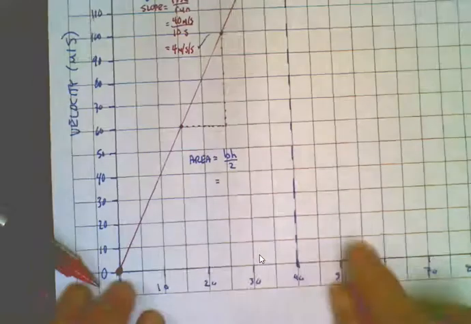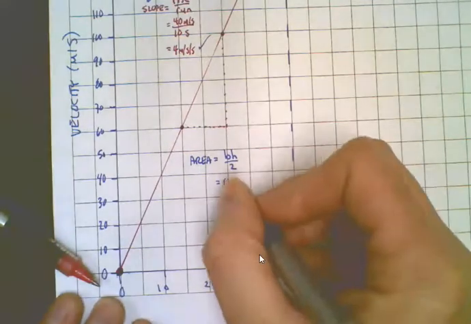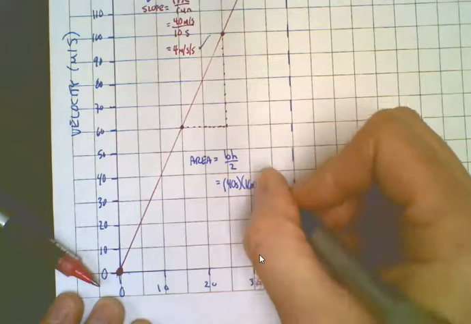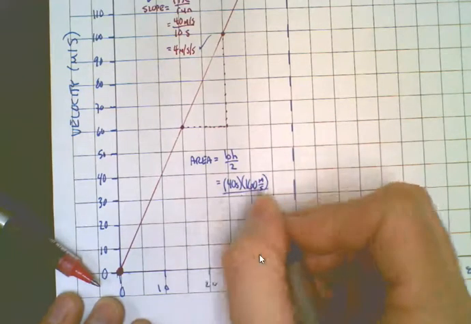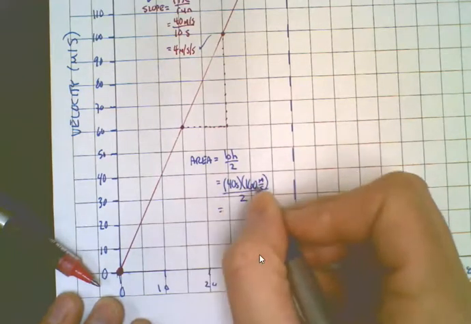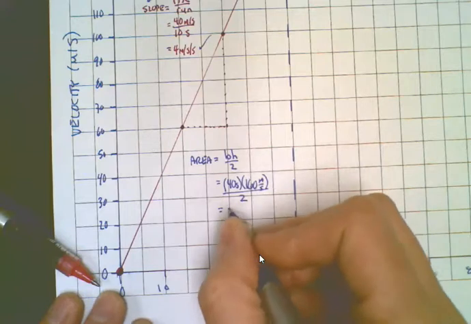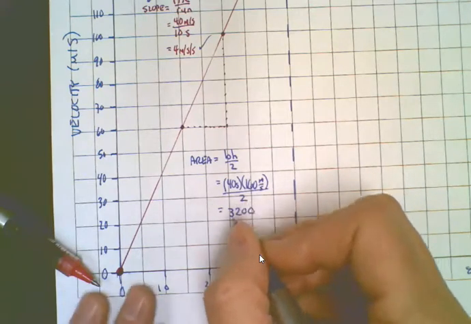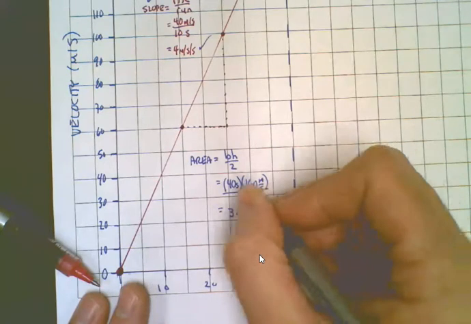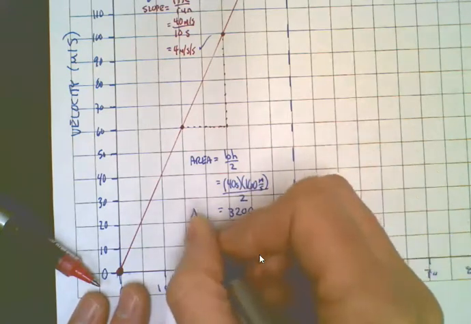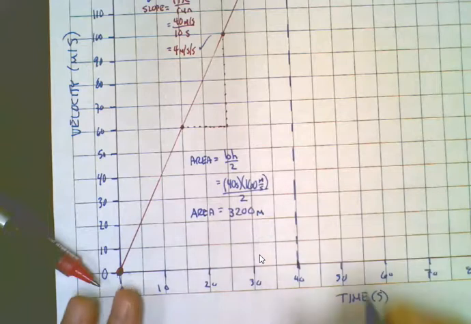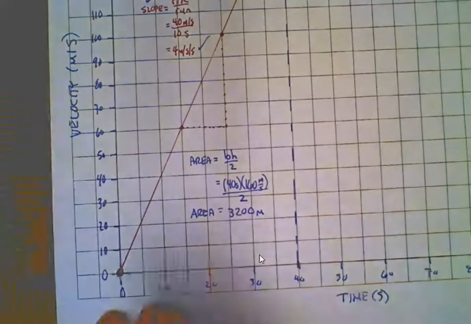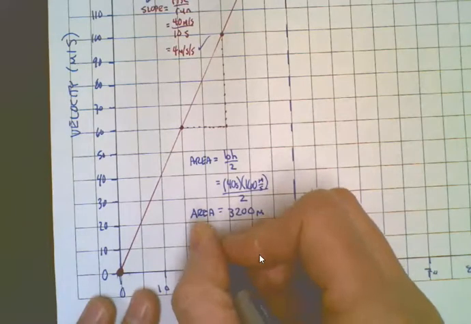Okay, the base is 40 seconds, so we put in 40 seconds. The height is 160 meters per second, and we divide it by 2. Well, look at this. 40 times 160 is 6,400, and then divided by 2 gives us 3,200. The seconds cancel out, and we're left with meters. So this is the area, 3,200. Well, it turns out that this is exactly the displacement that we calculated before.